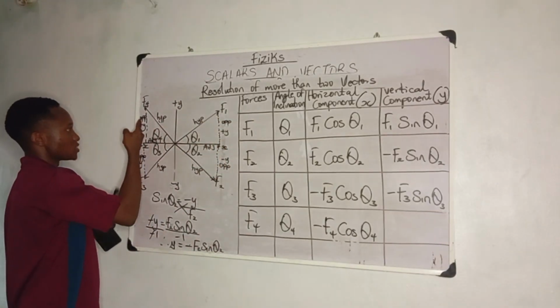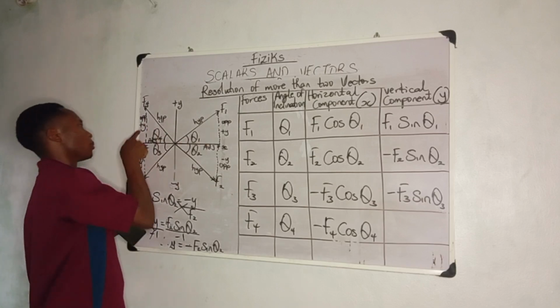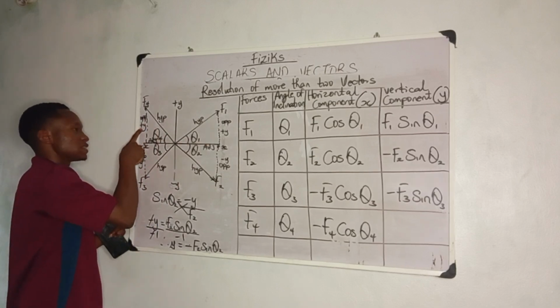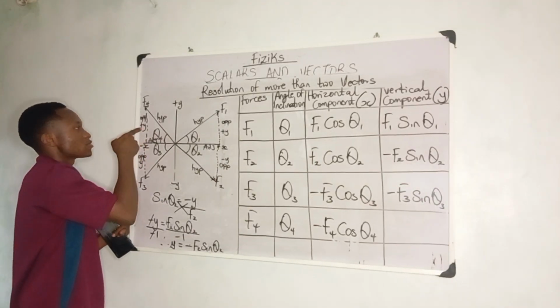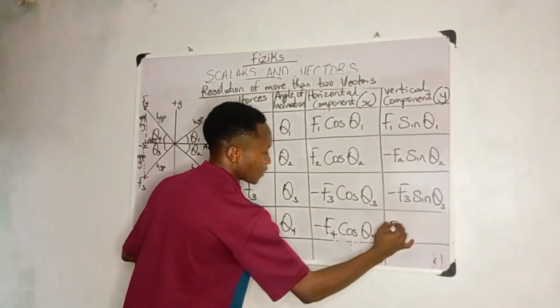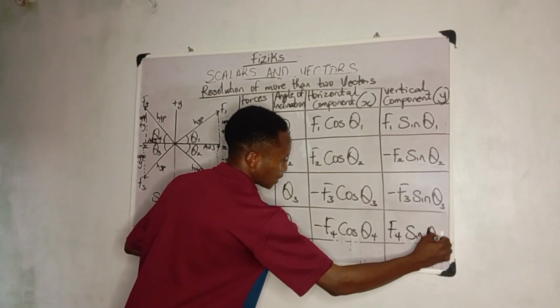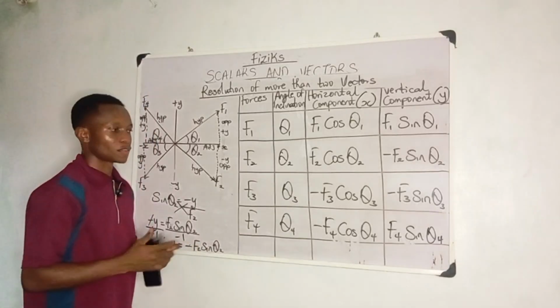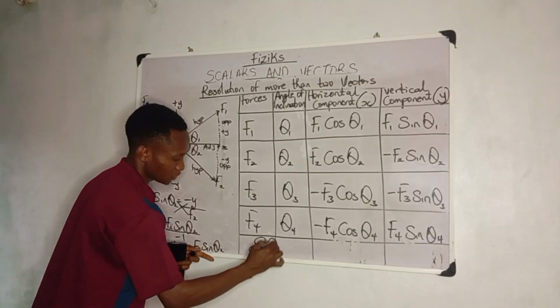It's going to be opposite and hypotenuse. Opposite and hypotenuse, that should be sine. But what is the y on? Is it on the negative or positive? Can you give me an answer to that? Very good. It's meant to be on the positive. It's still on the positive. So we have f4 sine theta 4. Meaning the next thing to do is to find the summation.